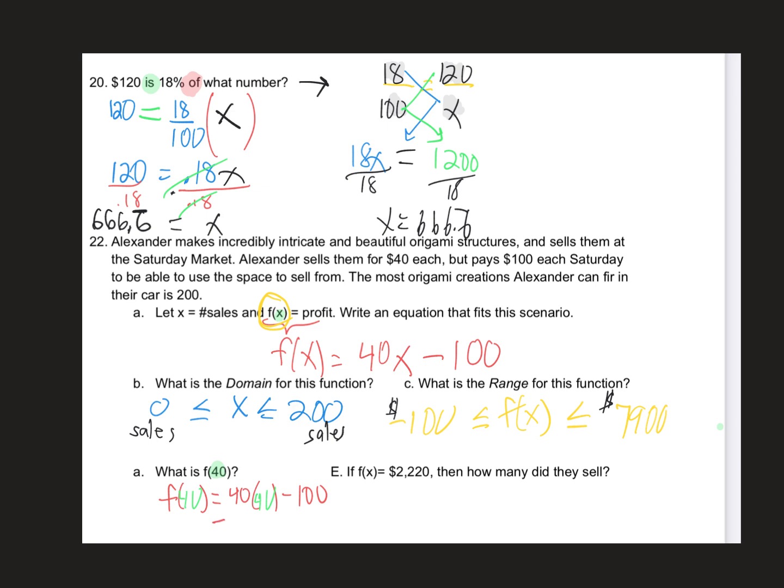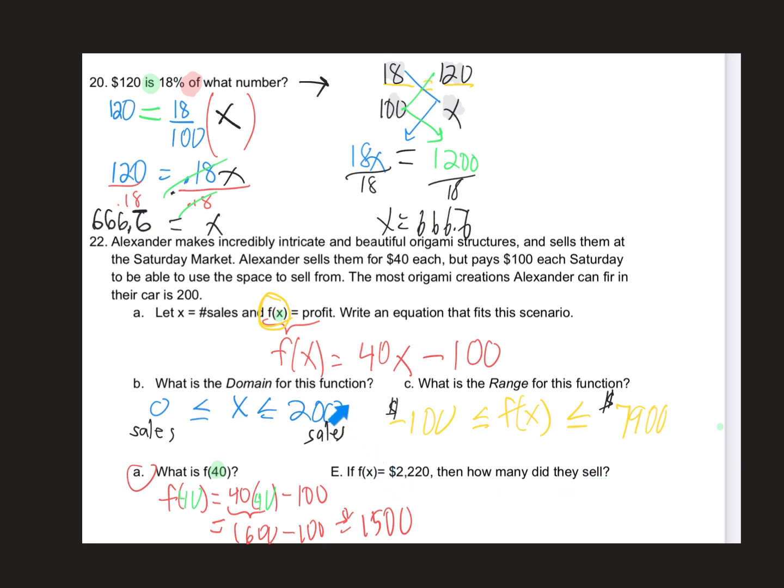And now f of 40, your profit, is equal to 1,600 take away 100, which is $1,500. And that's the answer to part D. All right, for part E, what if f of x, your profit, is $2,220, then how many objects did we sell? How many origami projects did we sell?